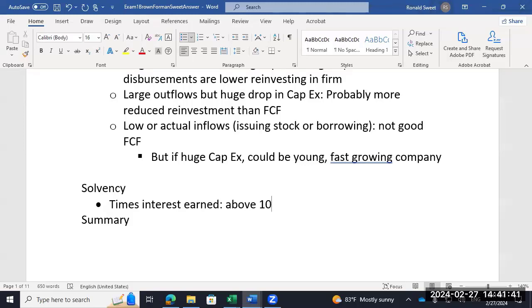Some of y'all forgot, we talked about this several times in the class. If times interest earned is a negative number, you don't even put the chart in. They obviously have no problem. If it says negative number, that means their investment income is greater than their interest expense. Obviously, they're not having trouble covering their debt if they're covering it just with their interest income.